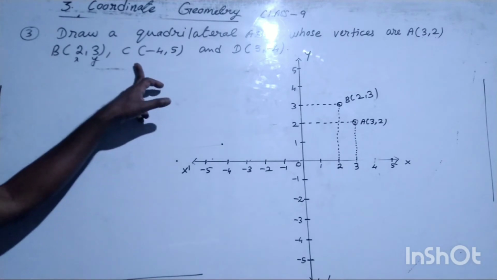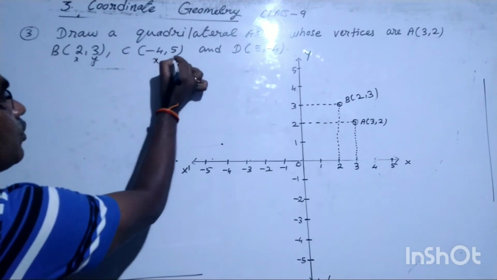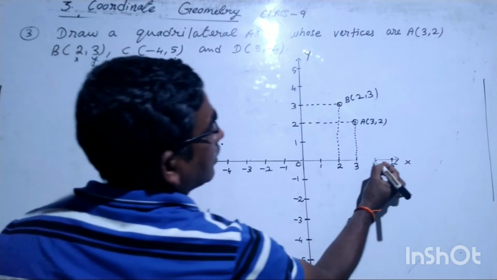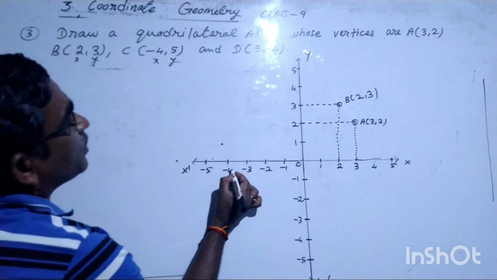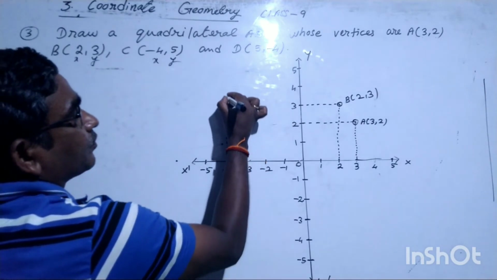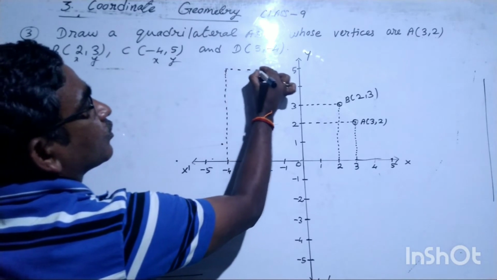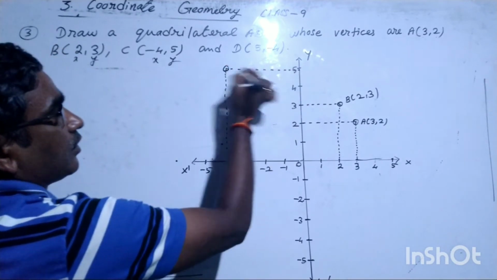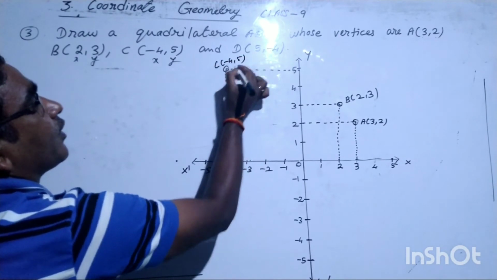So next, C (-4, 5). X is -4, Y is 5. On the x-axis, where is -4? Yes, -4 is there. Y, how much? Y is 5, it is there. So -4 and 5. Where the two points are intersecting, this becomes C (-4, 5).